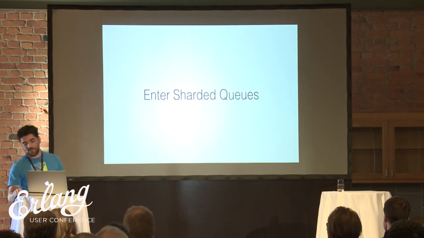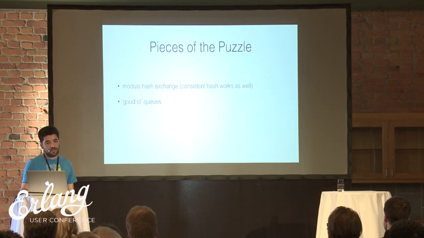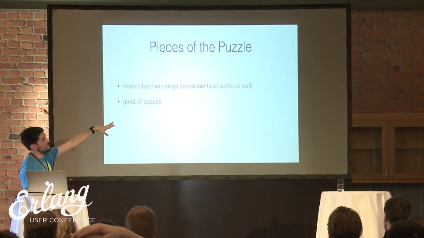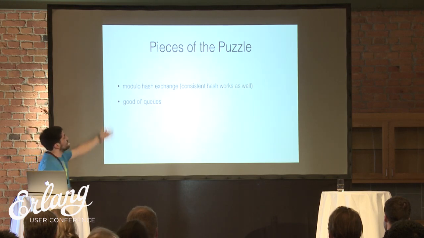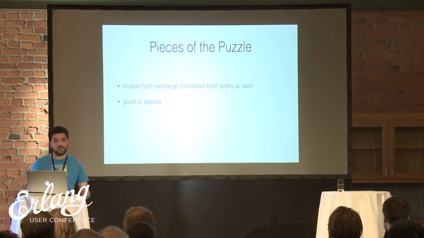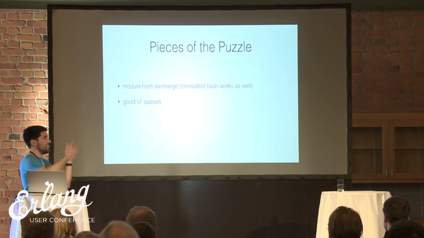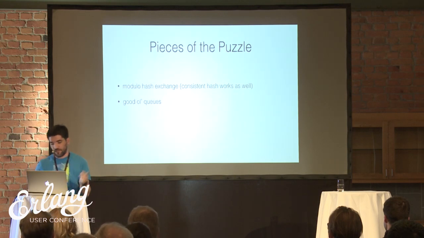So we tried to create something called sharded queues, which is a new plugin that adds either a modulo hash exchange or a consistent hash exchange to do partitioning of messages, and then just plain old queues. The problem, as you will see, is there are many pieces in this puzzle. That's what we try to solve with a plugin. You could implement this with RabbitMQ out of the box without the plugin, but you need to modify a lot of things.